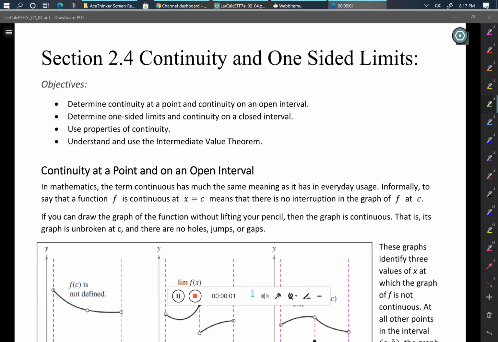All right, so welcome to section 2.4. The definitions we're going to be taking a look at in this section are continuity and one-sided limits. So the title is Continuity and One-Sided Limits.